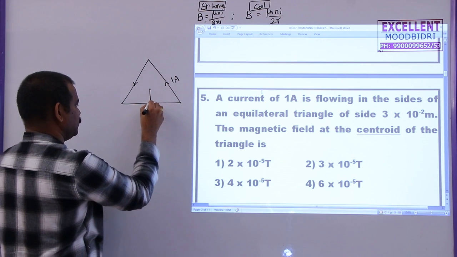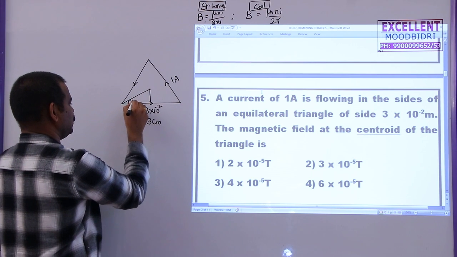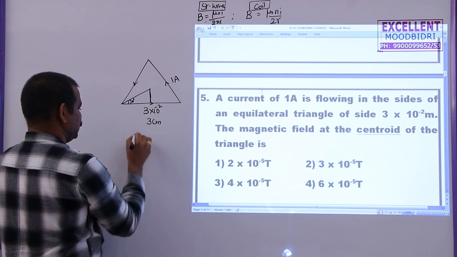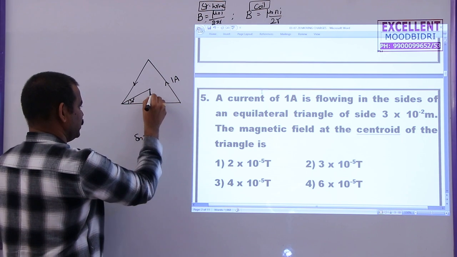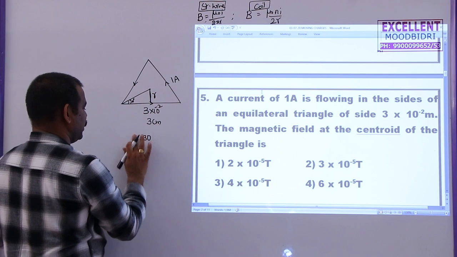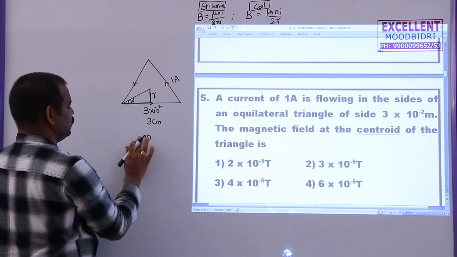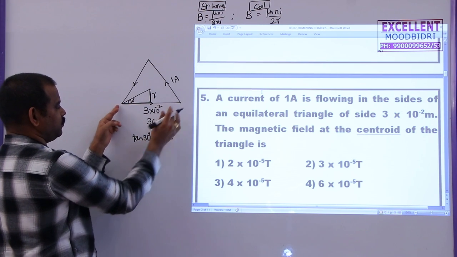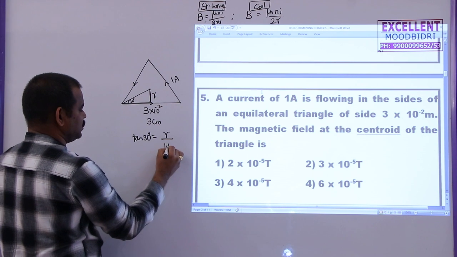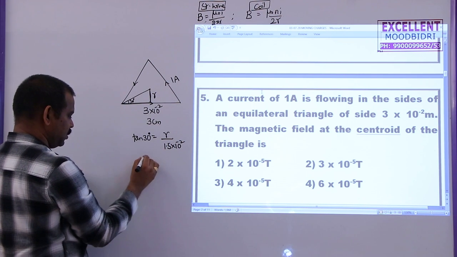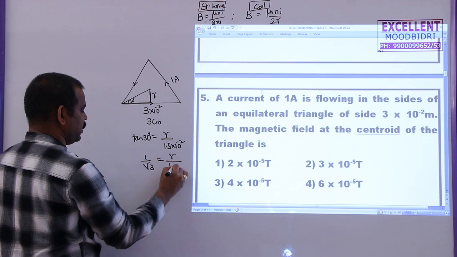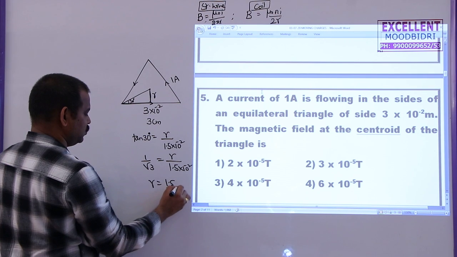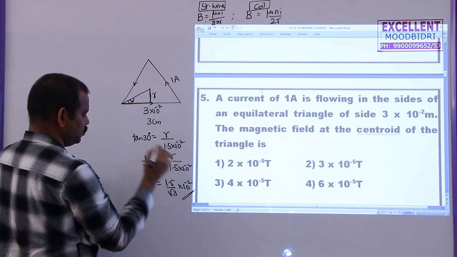So now what is the distance of this one? We can say this is 60, this will be 30. And what is the distance of this one? Let me take this as r. For this I want the opposite side and I know the adjacent side. So let me take tan 30 is equal to r by half of this. This is 3 centimeters, so 1.5 centimeters, that is 1.5 into 10 power minus 2. Tan 30, 1 by root 3, is equal to r by 1.5 into 10 power minus 2. r is equal to 1.5 by root 3 into 10 power minus 2. So this is the r value.